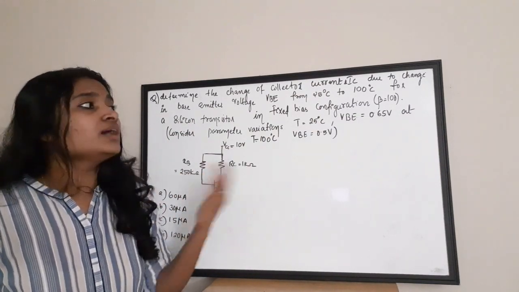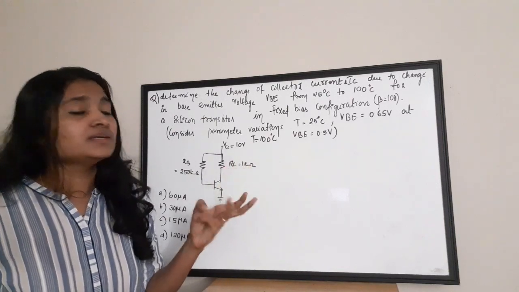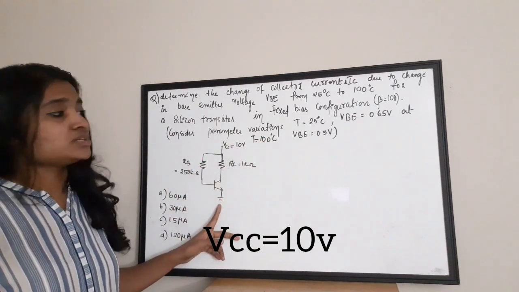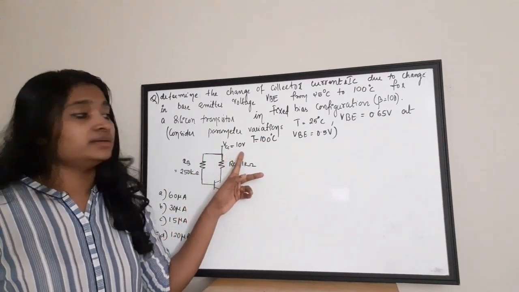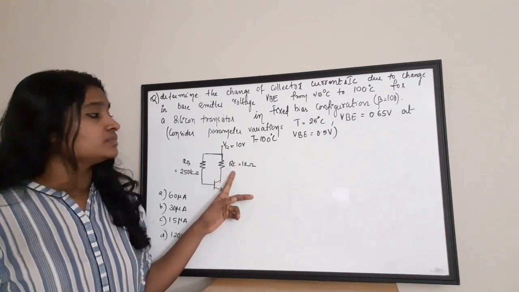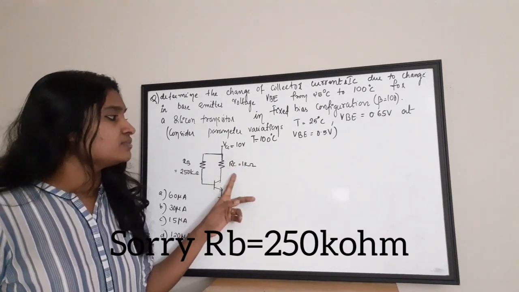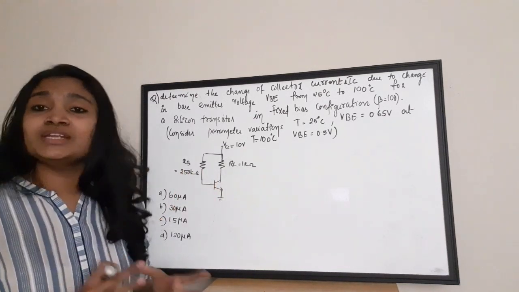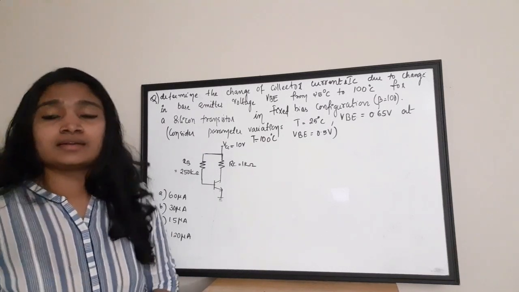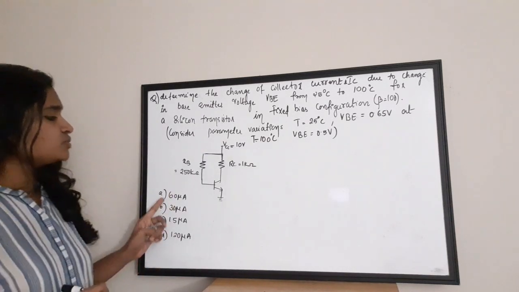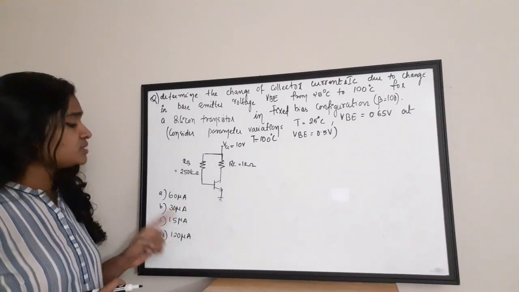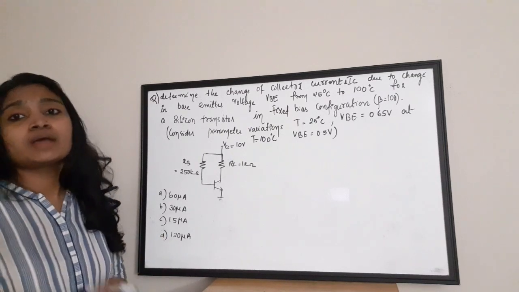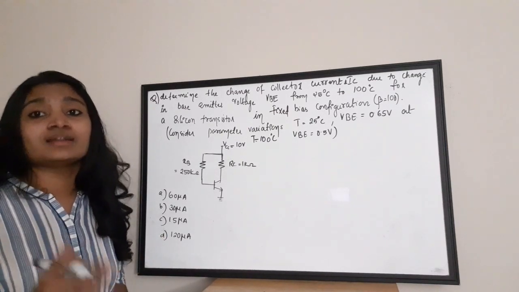Here VB is given, beta is given, and from the figure given in the question we know that VCC is 100, the collector resistor is 1 kilo ohm, and RB is 25 kilo ohm. Now we need to find the change in collector current. The options are: A, 60 microampere; B, 30 microampere; C, 15 microampere; and D, 120 microampere. So how can we find the change in collector current?